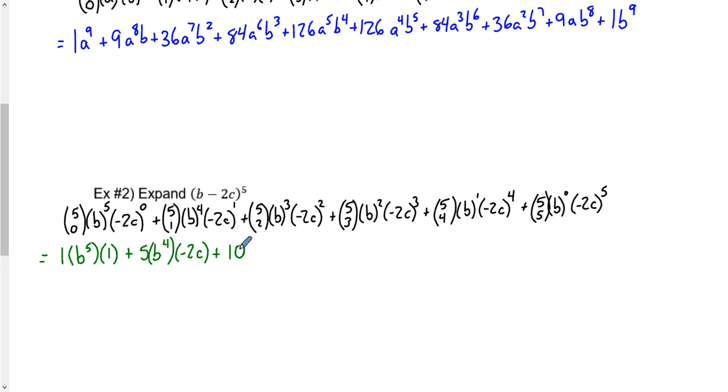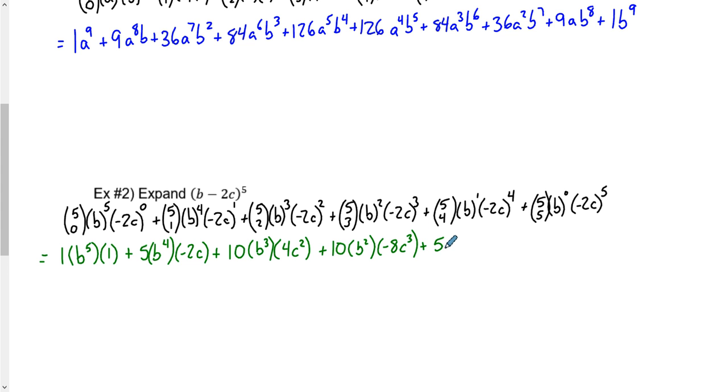5c2 is 10. We'd have b cubed. Negative 2c to the power 2 means negative 2 squared, which works out as 4, and c squared. 5c3 is also 10. b squared. Negative 2c cubed means negative 2 cubed, which is negative 8. c cubed.